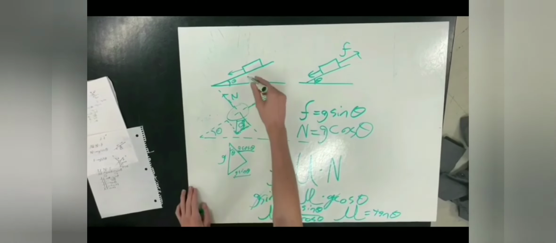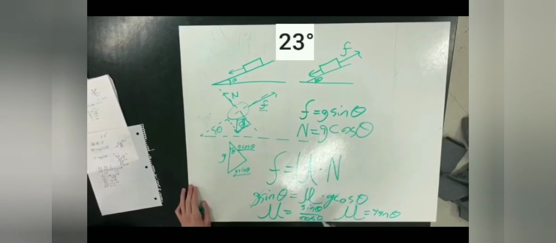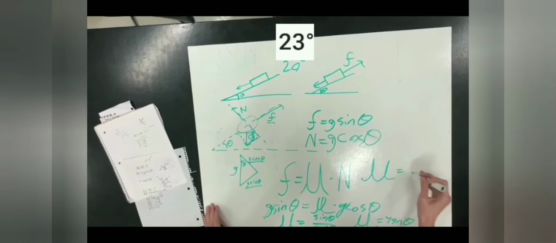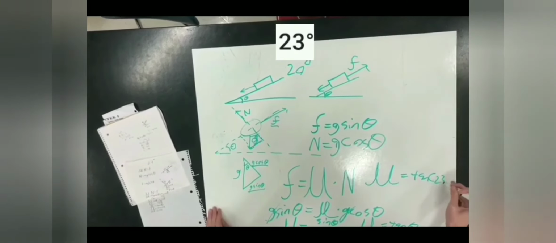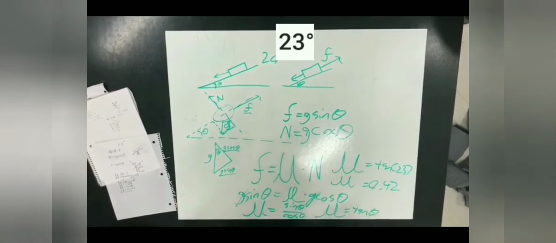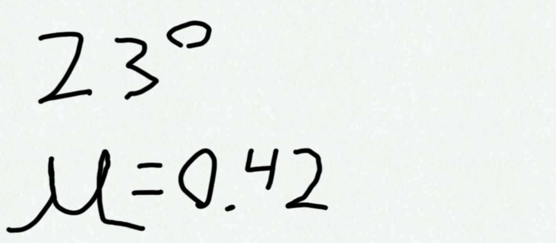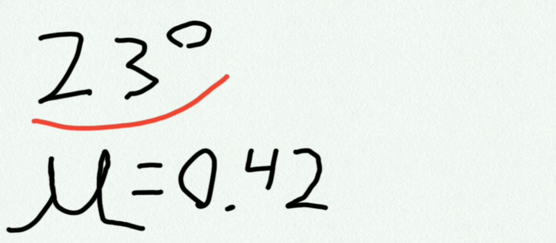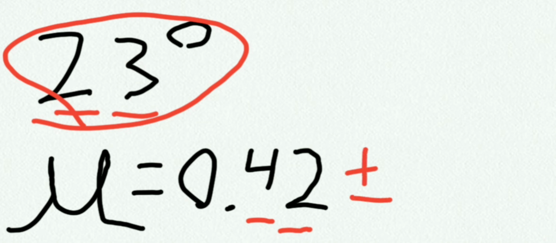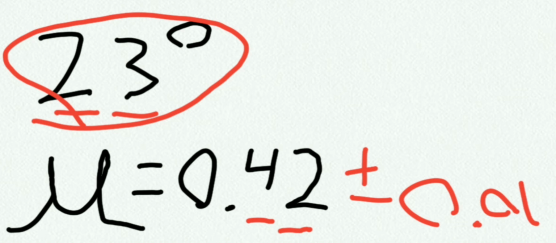And now we can use the theta that we got, which was 23 degrees. So find a blank space here. Nu equals tangent 23, which equals 0.42. The angle that we got, which was 23 degrees, has two significant figures, and so did our answer. And this means that we were probably off by as much as 0.01 in terms of mu, because that was our last significant figure.